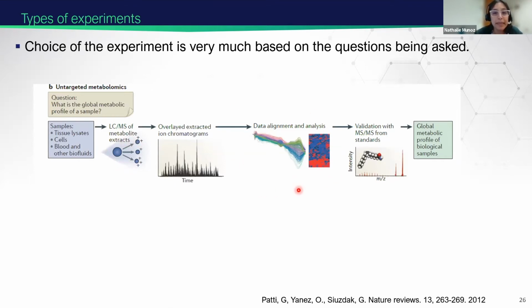And now the big effort is going to be in the data processing and analysis. Validation of the identifications is also crucial. If we're using LCMS, we usually acquire in MSMS mode, and we have to validate these identifications using a library that we will discuss some examples in a second. So when we use this approach, we get a global metabolic profile of the biological samples that again can be tissue lysates, cells, or biofluids.